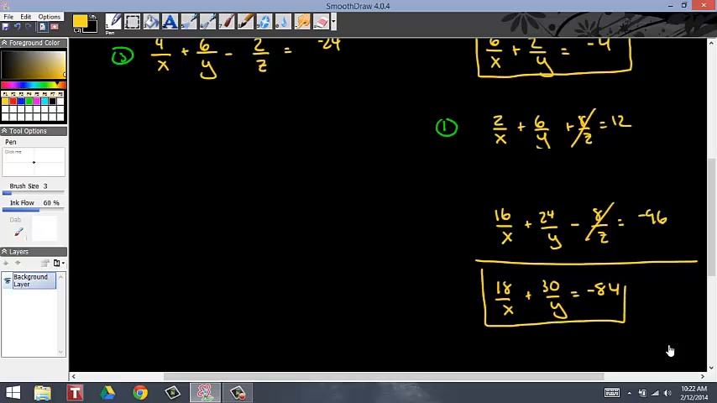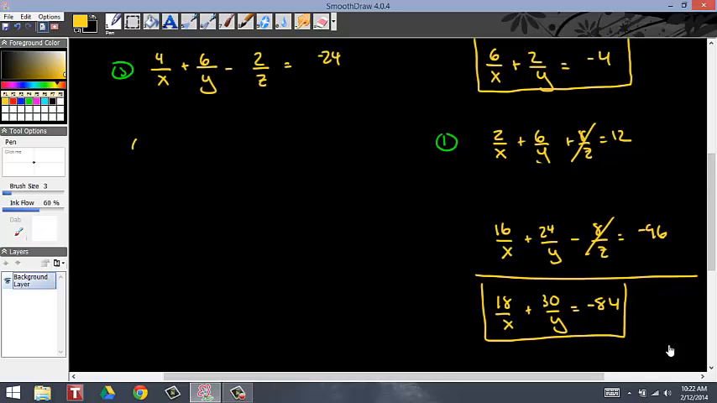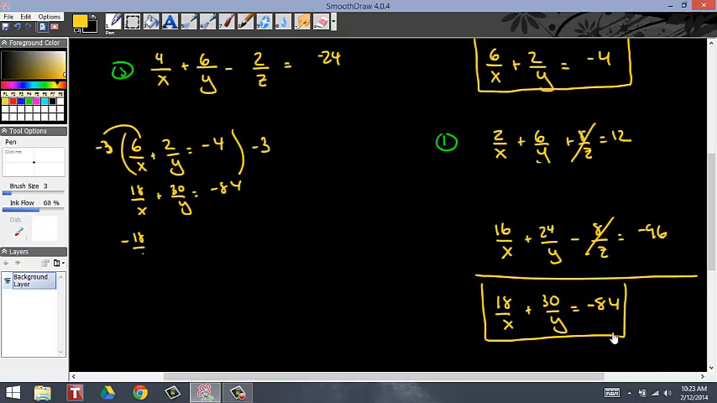Okay, so now the concept is still the same. I'm going to stack the two boxed equations against each other. So it's going to be 6 over x plus 2 over y equals negative 4. And then 18 over x plus 30 over y equals negative 84. Again, the top is going to need a bit of a push. I'm going to multiply it by negative 3. So I get negative 18 over x minus 6 over y equals 12. And I did that so that I could eliminate the 18 over x's.